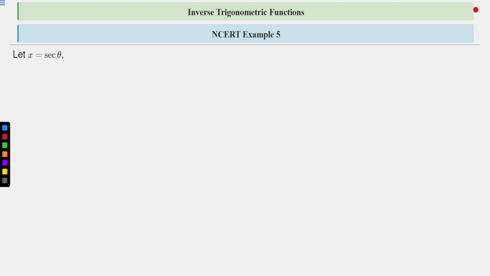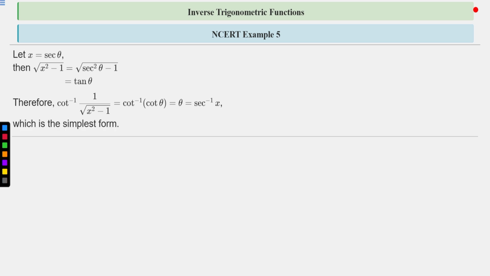Okay, you can see it once again. So let's say x equal to sec theta, right? So what we have taken, root over x square minus 1 will be equal to root over sec square theta minus 1, right? Which is equal to tan theta. We know that root over sec square theta minus 1 is equal to tan theta, right? Therefore, cot inverse of 1 by root over x square minus 1 is equal to cot inverse of cot theta, which is equal to theta, right? And we have taken theta as sec inverse x, right? Clear? So we can say that this is the simplest form of the given expression, right?